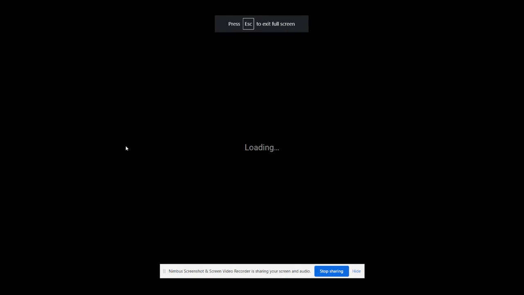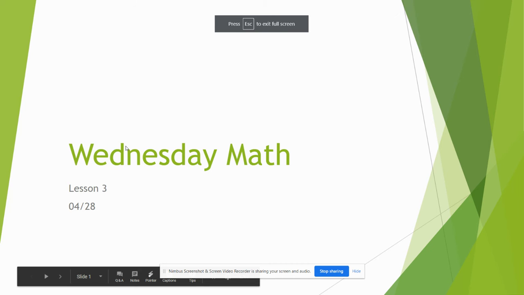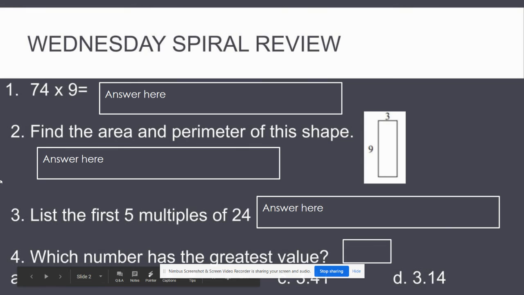All right, friends, welcome to day 3 of multi-step word problems. You're going to start with your spiral. Down here, number 4 is a multiple choice. You can either write the answer here or just click and drag the text box on top of the answer that you want. Either one is fine.